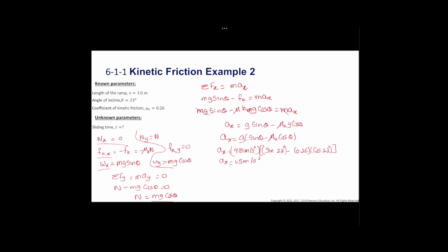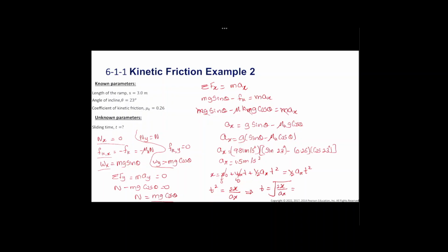Now we found the acceleration. So we just have to find the time. For that, as we said earlier, we can use the kinematic equation: x equals x naught plus v naught t plus half a t squared. And here the initial position is 0 and the initial velocity is 0. Therefore the equation becomes x equals half ax t squared. Now we have to find t. We can isolate t here. t squared is 2x over ax. Therefore t is the square root of 2 times x over ax.